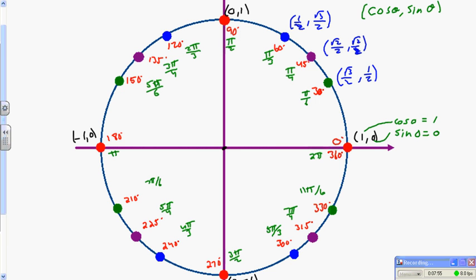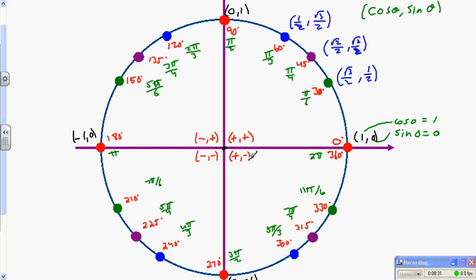Here's where we need to remember this important part of the quadrant system. In a coordinate in this quadrant, both x and y are positive, and the same goes for cosine and sine. In this quadrant, x's are negative, or in this case cosines, and sines are positive. In this quadrant, they're both negative. In this quadrant, x's are positive, y's are negative. In other words, cosines are positive, sines are negative.